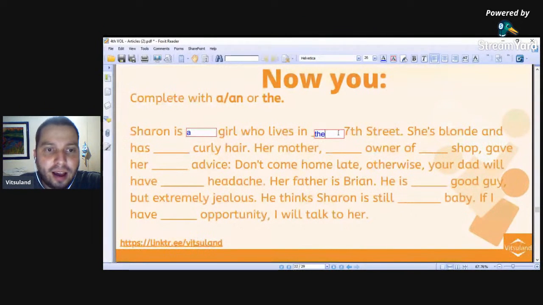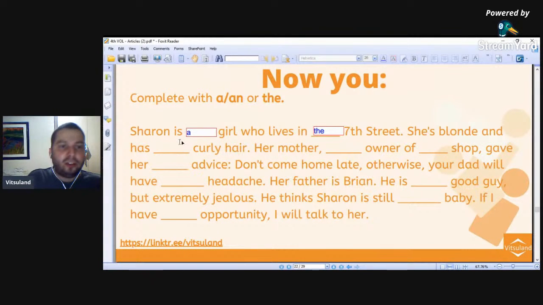She's blonde and has curly hair. Okay, so we have here: she has a curly hair. There are many people who have curly hair, but it's not a specific one. We're not specifying this. Curly hair is something that is common. It's a physical characteristic, a physical trait. So, a curly hair. Okay.